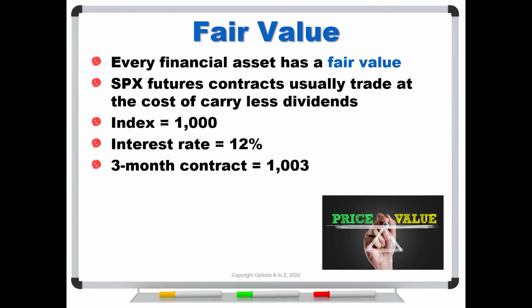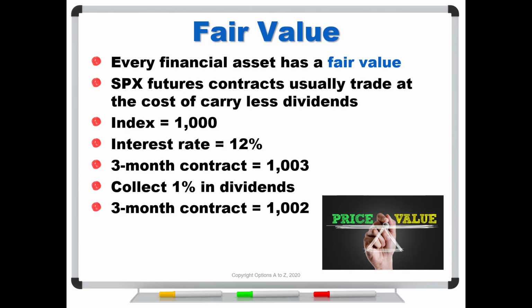Now let's also say that the S&P 500 pays out 1% in dividends. Well, if somebody buys all of the stocks in the S&P 500 and sells this futures contract, they're going to collect those dividends. So it's now going to reduce this fair value. So let's say they collect 1% in dividends. Because of that, this 3-month contract would actually trade for $1,002. And so we would say that this is the contract's fair value, 1,002. And so in the open market, it would trade for no more and no less.